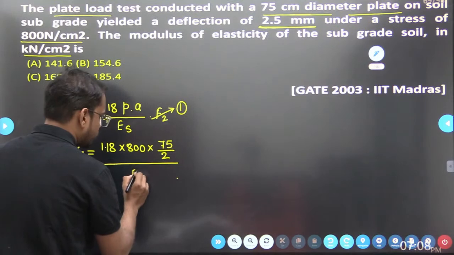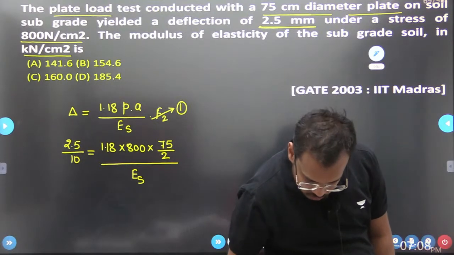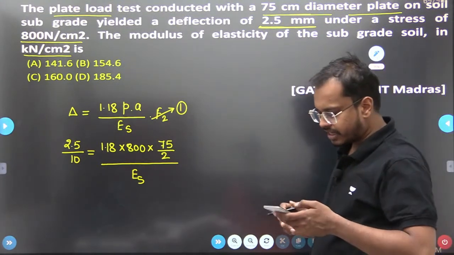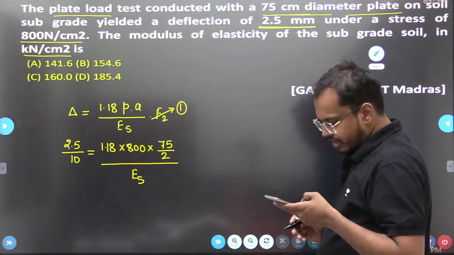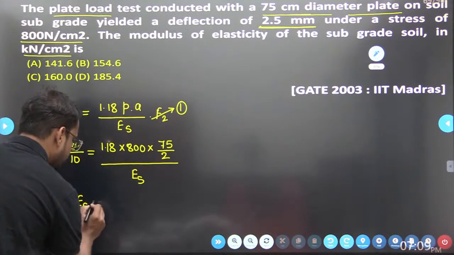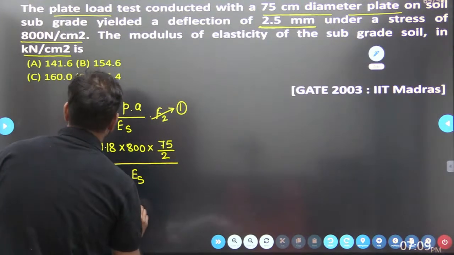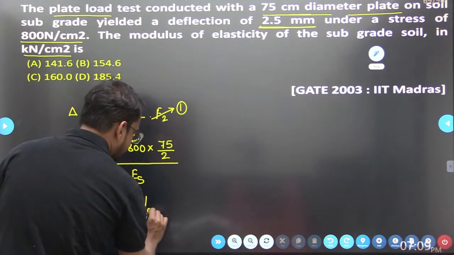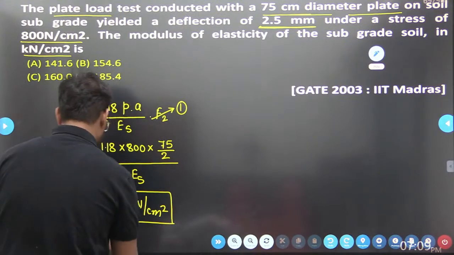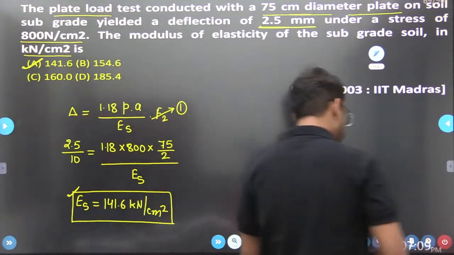And the question is, what is the value of Es? How do we calculate the value of Es, my dear friend? Es is the Young's modulus of elasticity of subgrade. So the Young's modulus of elasticity of subgrade comes to 141.6 kilonewton per centimeter square. This is the formula, my dear friend. This is our correct answer. It is the value of the modulus of subgrade reaction. So option A is correct. This way we can solve this type of problem.